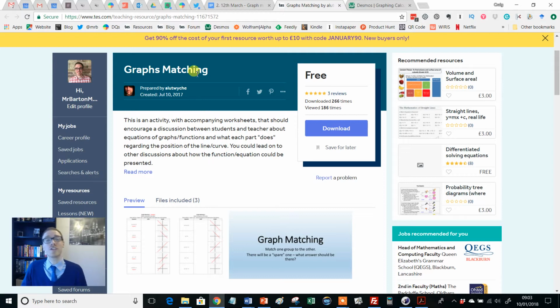And I just couldn't resist sharing this resource as well, graph matching. Because, and this is purely selfish, I think this is one of those things that kids struggle with a little bit. Let me explain to you what I mean.